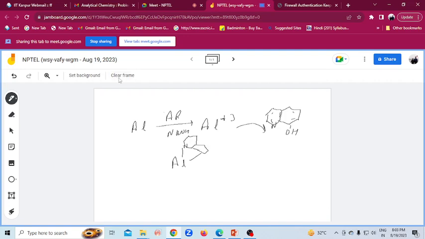Or we can draw here only. Suppose this is the aluminum. These two coordination sites of aluminum will be satisfied by one ligand, so this hydrogen will be removed. Like that.